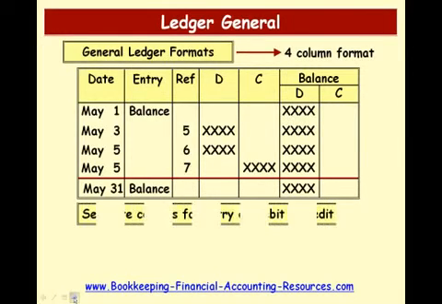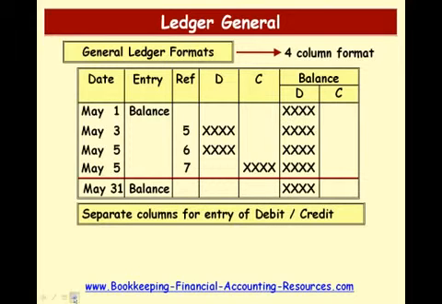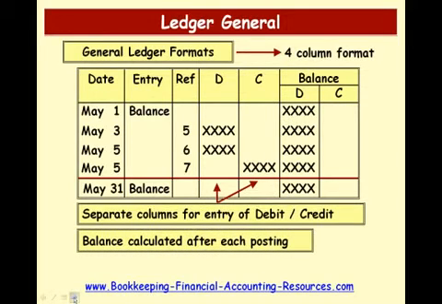So this format also has separate columns for debit and credit entries. The difference is that we calculate the balance at the end of each transaction or each posting, which is very convenient, and we are able to know the balance of that account after posting each transaction. And accounting software usually also calculates balances of general ledger accounts after each transaction is posted.